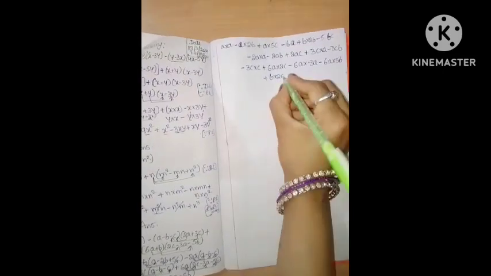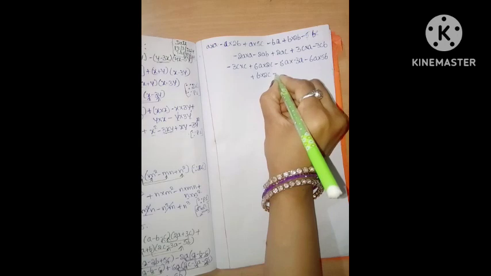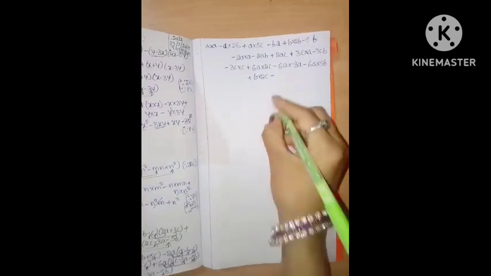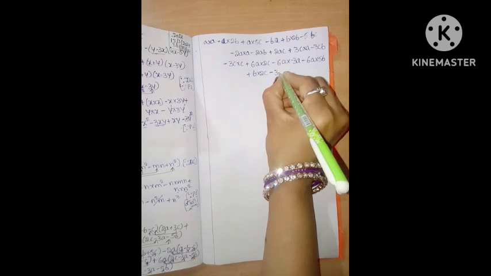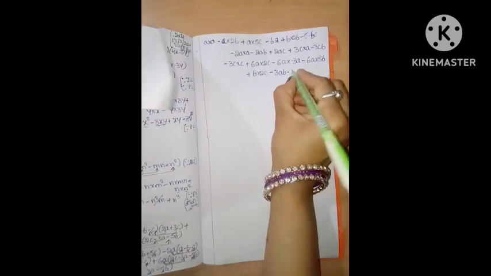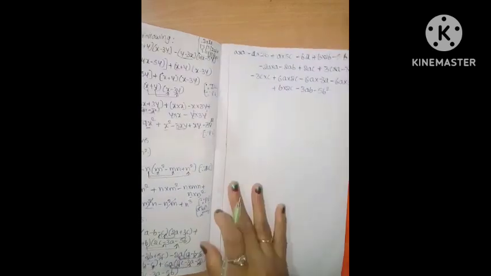Next, the monomial is multiplied by each term of the polynomial. First term, it's over. Next, plus into minus is minus. So b into 3a is 3ab. Next, plus into minus is minus, 5 into b square.